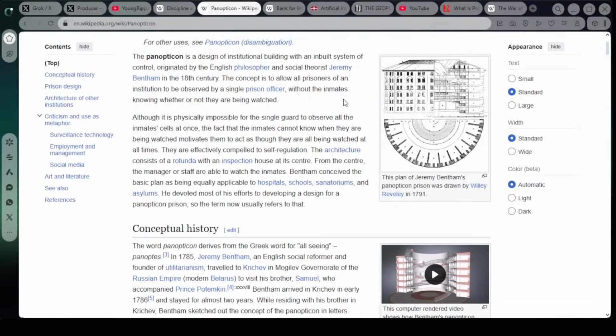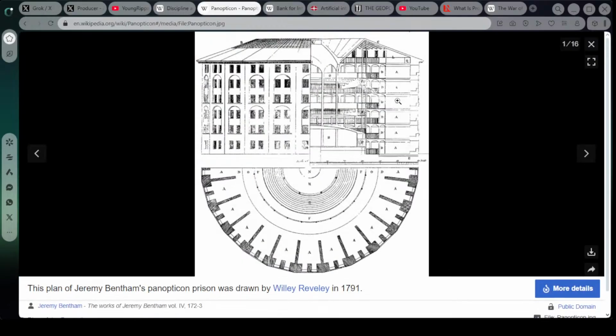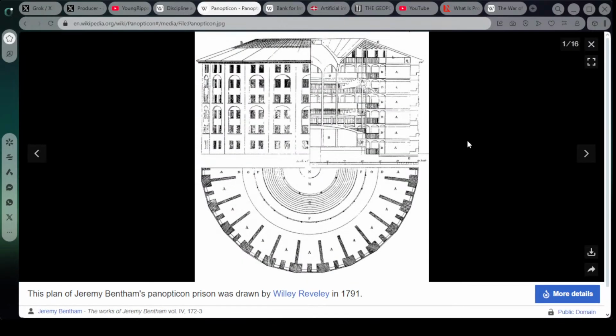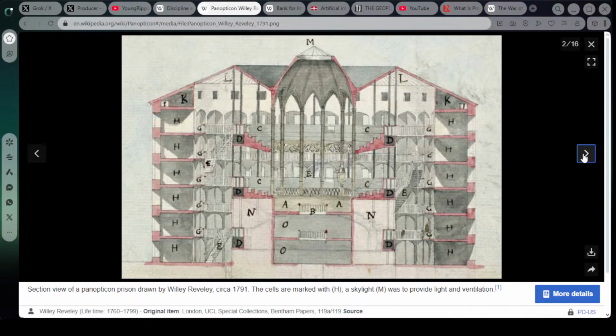And here you can see some designs of the Panopticon. These are some of the earliest designs. I actually saw one of these. It's crazy. They were building these like in the 1800s. And see here you have the central guard tower, and then the inmates can't see the guards.